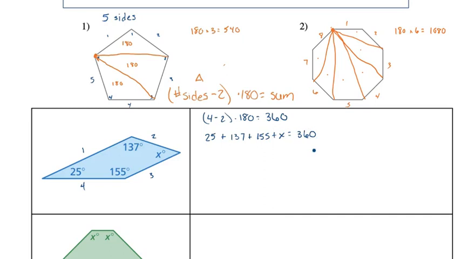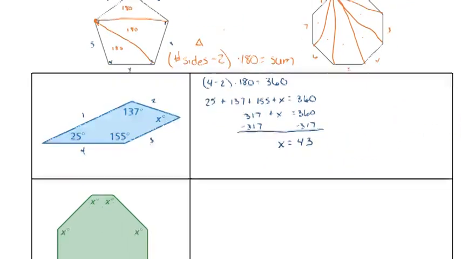So I'm going to put those numbers: 137, 155, and 25. 137 plus 155 plus 25 equals 317. So that means that 317 plus x equals 360. Solving for x, I'm going to subtract the 317. And x is going to equal 360 minus 317, which is 43.